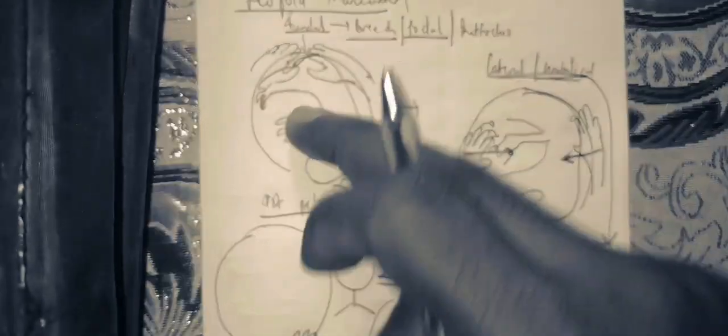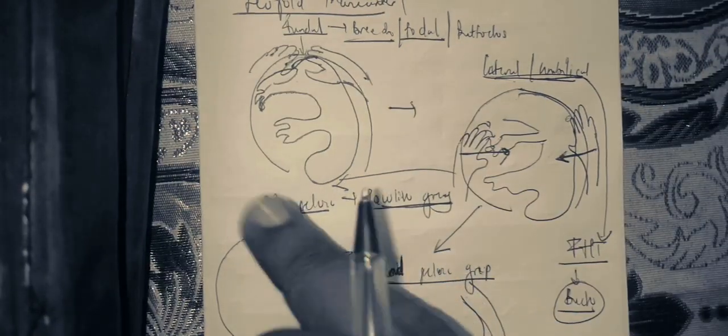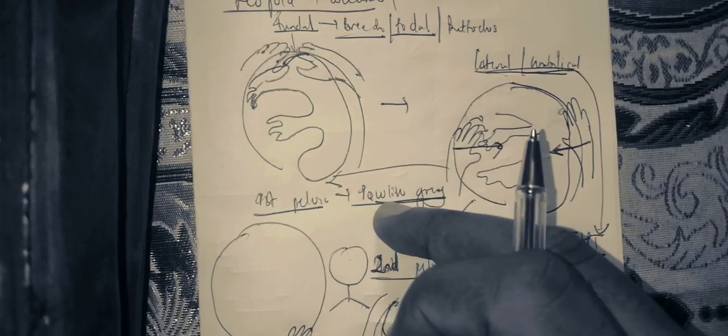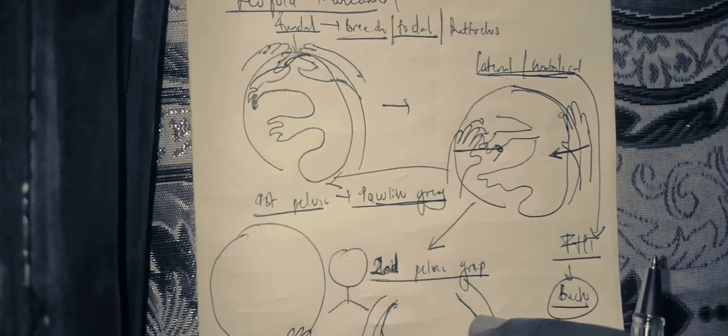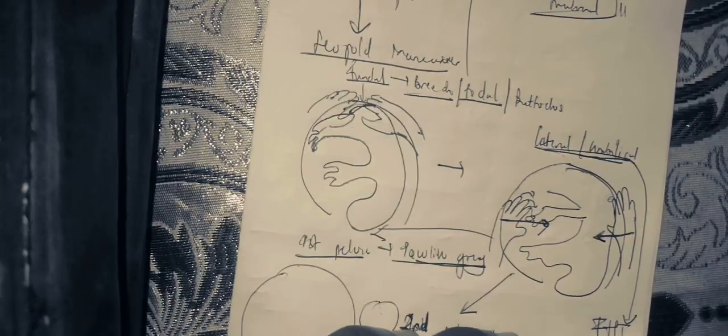So those are the four Leopold maneuvers. The first is this, which is the frontal grip. The second is the lateral grip. The third is the first pelvic grip, or also called the pelvic grip. And then the fourth is the second pelvic grip. Is it clear? So those are the different elements of the Leopold maneuver.